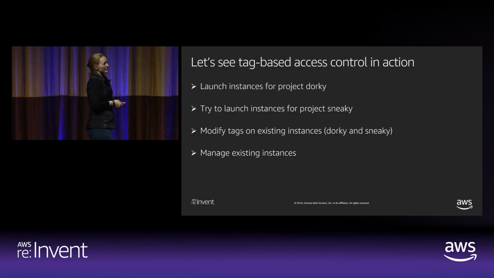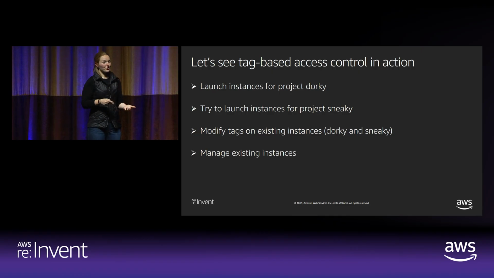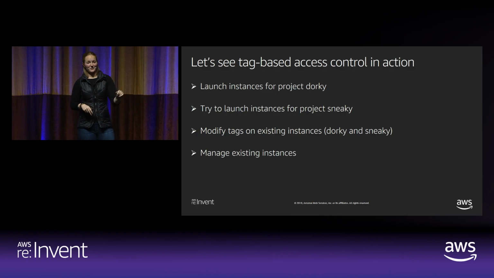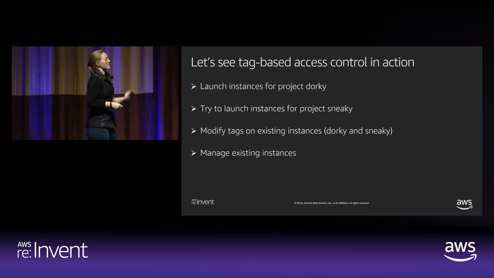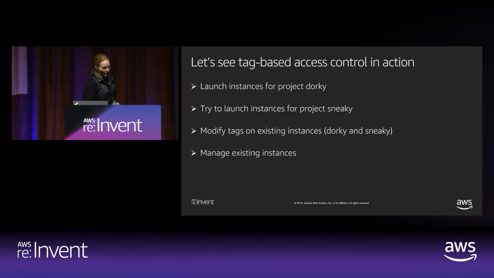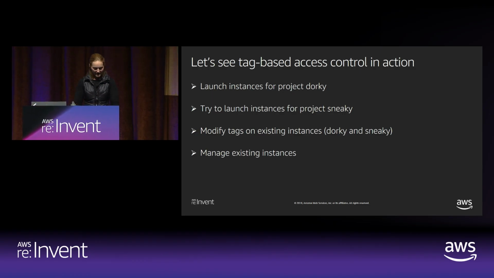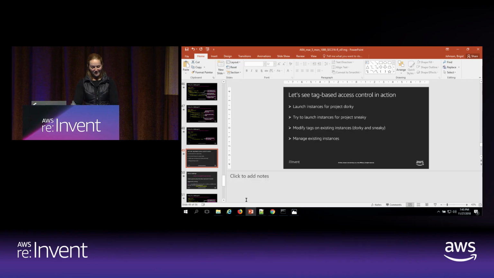So this is what I'm going to do today. I'm going to launch instances for project equals dorky. I'm going to try to launch an instance with project equals sneaky because I want to launch a bunch of instances and put it in their cost center. I'm going to modify tags on existing instances, play around with that a little bit for you, and then I'm going to manage existing instances, start and stop mainly. Are y'all ready? And if you want to call out a command, we probably have time to go through that.